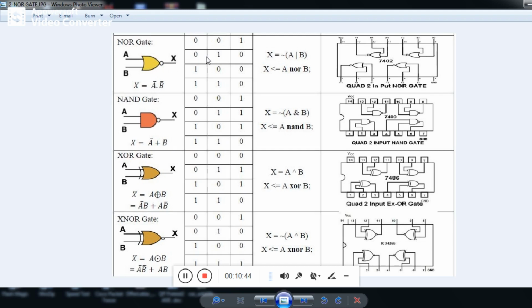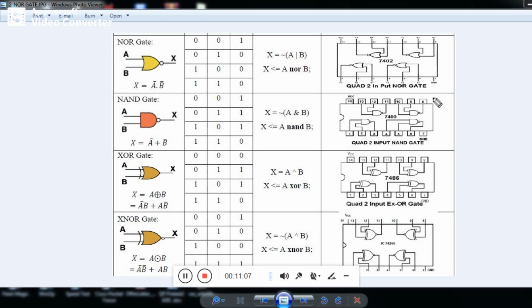What is the output of the NOR gate? When both inputs are 0, the output is 1. In the case of an OR gate, when both inputs are 0, the output is 0. This is the opposite of the OR gate. You see, this is the exact reverse of the OR gate. That is called NOR. Let me explain here itself.